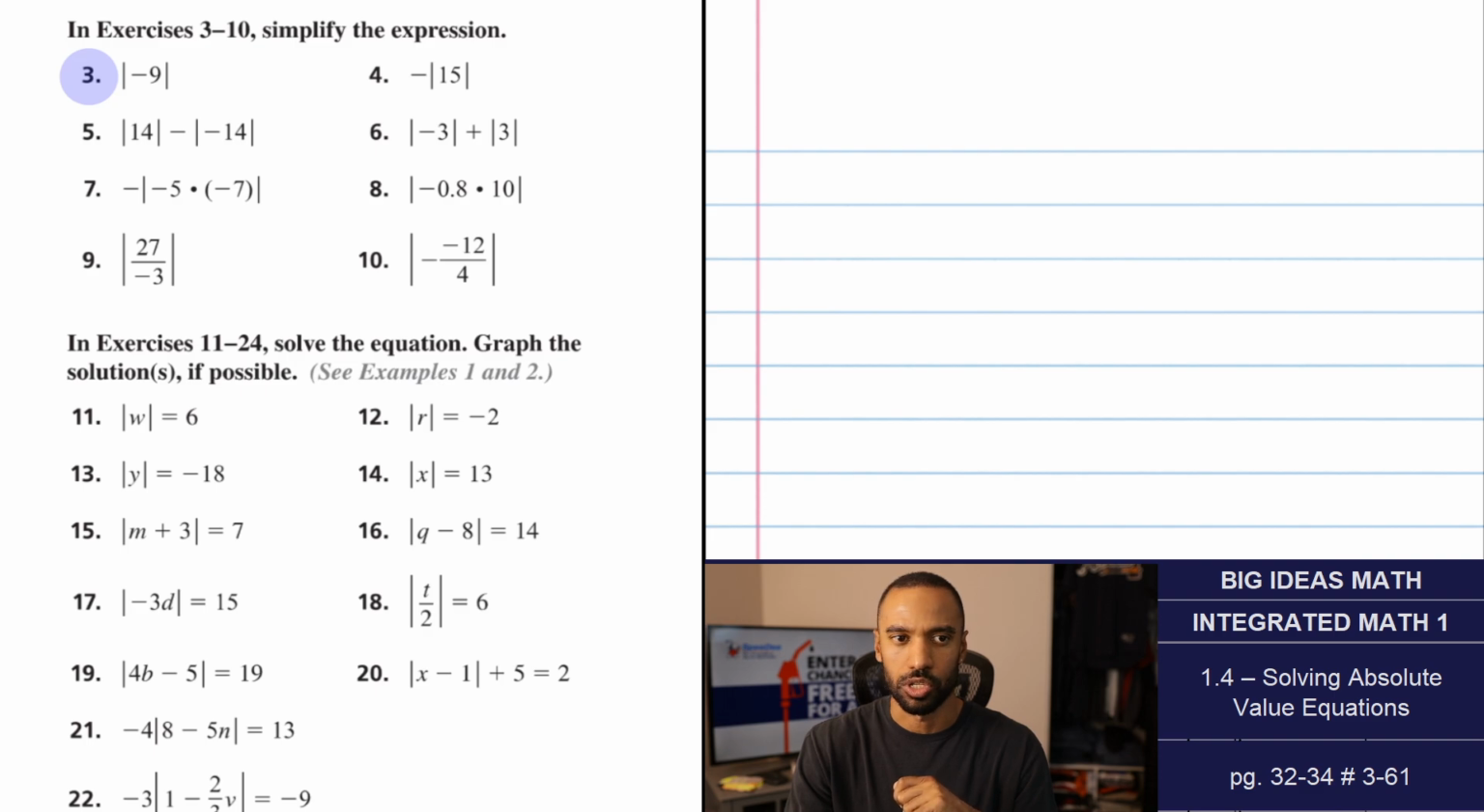Let's go ahead and get started on numbers 3 through 61. We have quite a handful to do. I have quite a lot of things to write, especially if they ask us to check solutions with graphs. So let's get started. Okay, they're going to ask us to simplify the expressions first.